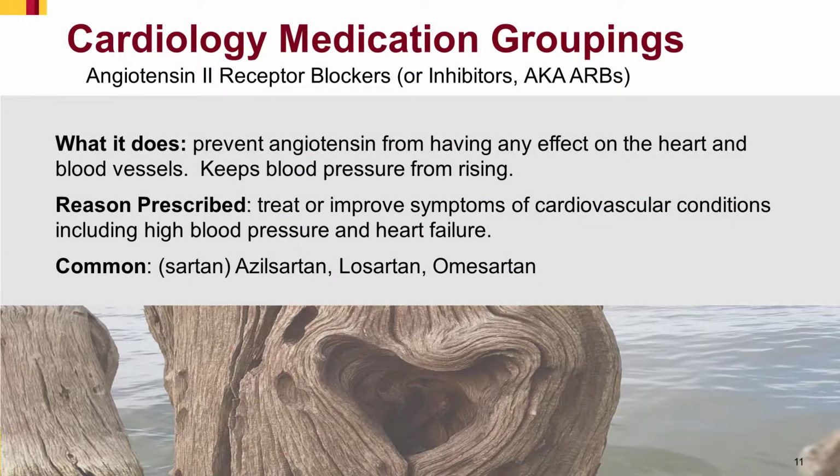Angiotensin II receptor blockers, also known as ARBs, prevent angiotensin from having an effect on the heart and blood vessels, so it keeps the blood pressure from rising. We use this to treat or possibly improve cardiovascular conditions, again, like high blood pressure and heart failure. These are your sartans, losartan, olmesartan. Those are really common medications that you will probably deal with in the ARB family.